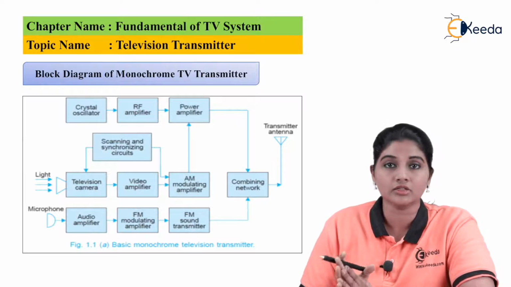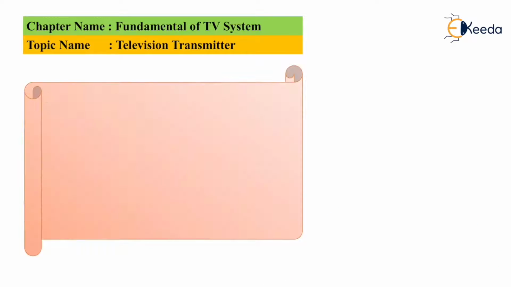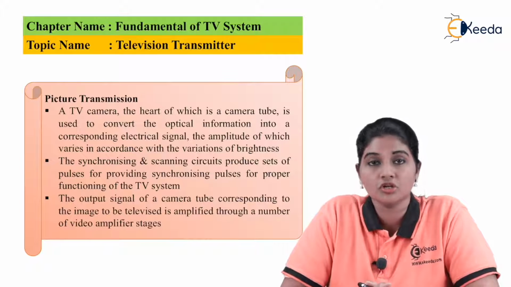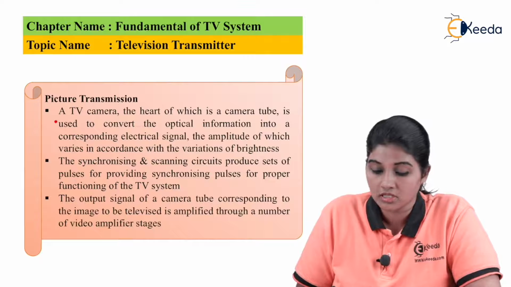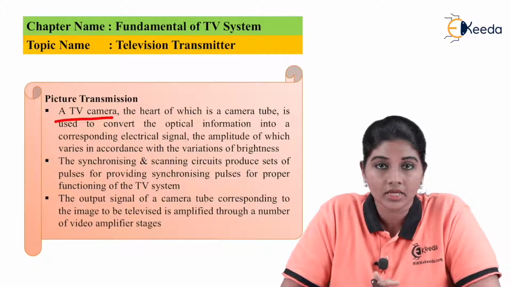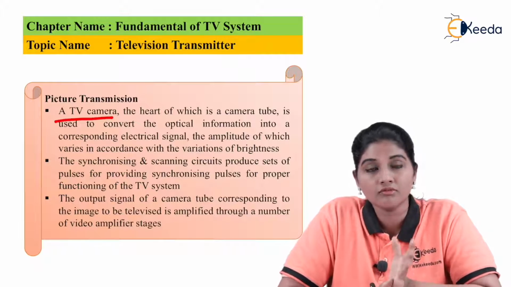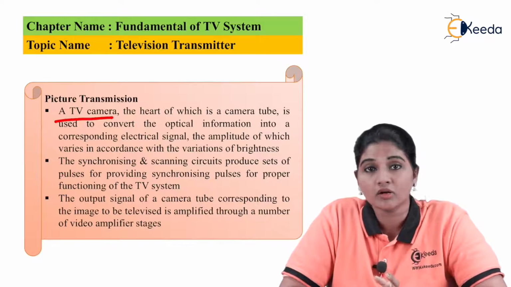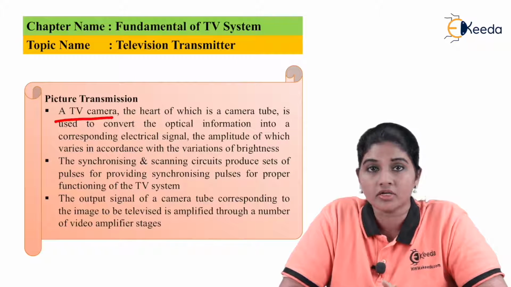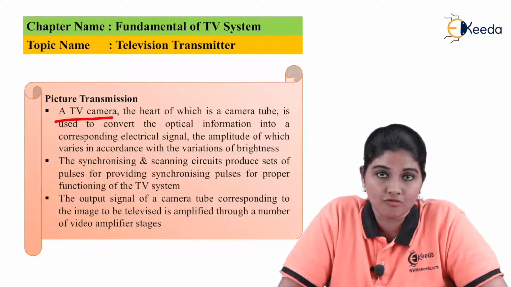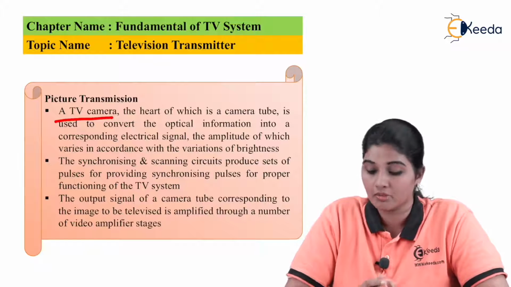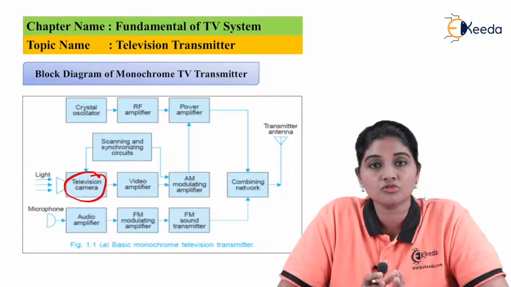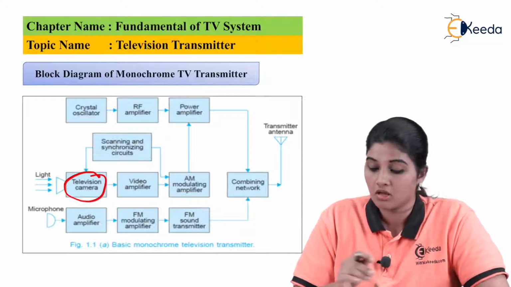So now let's understand the working of the block diagram. In case of video transmission, we need to consider that the TV camera is the heart of any camera tube, and it obtains the information in the form of optical information. In order to transmit that optical information, we first need to convert it into a suitable form, that means the electrical form, and that conversion is obtained by using the television camera. So basically it converts the optical information into the equivalent electrical signal.